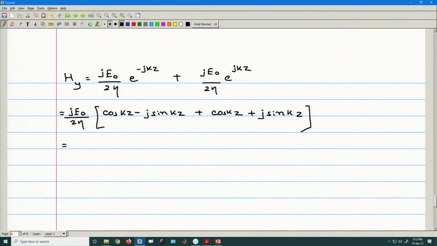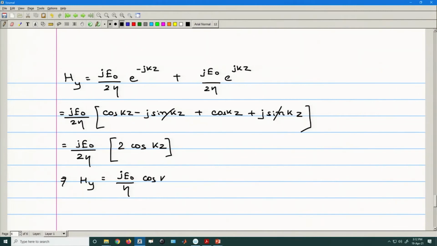Thus, the j sin kz terms cancel out and we are left with jE0/(2 eta) times 2 cos kz. This 2 cancels and we have Hy as jE0/eta cos kz. Let us denote this as equation number 2.